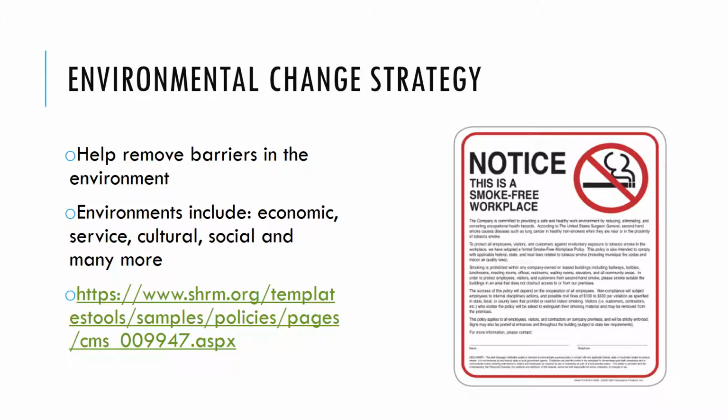The next strategy is the environmental change strategy. This strategy helps remove barriers in the environment. Many people and communities and different types of populations say that there are barriers as to why they can't change a behavior. And this strategy focuses right on removing these barriers.